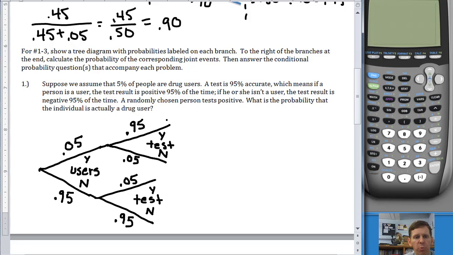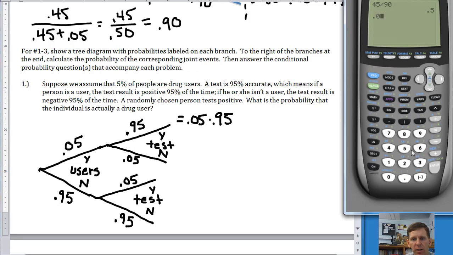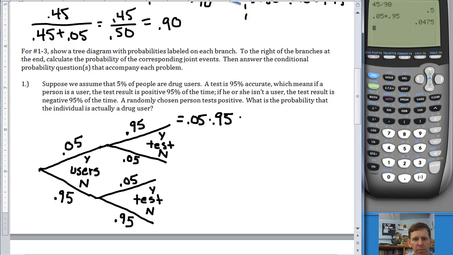So what we're going to do again is calculate the outcomes of all four of these events. People that are using drugs and test positive, so and means multiply. We're going to multiply these two probabilities together, 0.05 times 0.95. And if we calculate that out, that gives us 0.0475. So there's a small percent of people that are overall users and test positive.